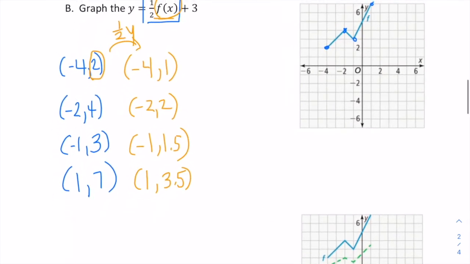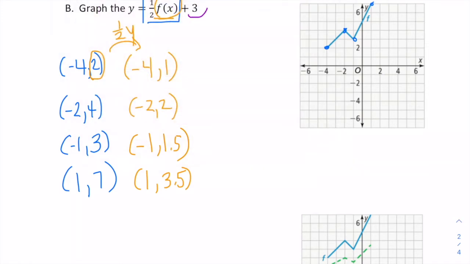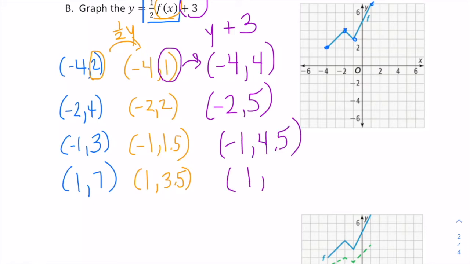Okay, now we're going to do this translation here. And so this is a +3, so that means we're going to add 3 to the y, because it's going to go up 3. So I'm going to take this number here and add 3. So it's going to be -4, 4, -2, 5, -1, 4.5, and 1, 6.5.